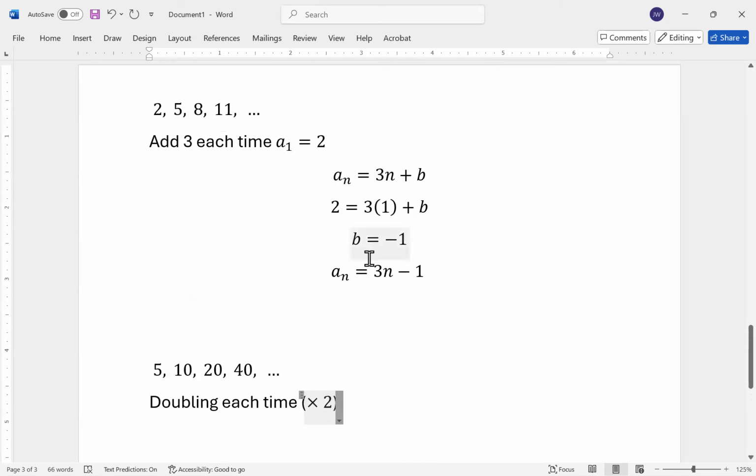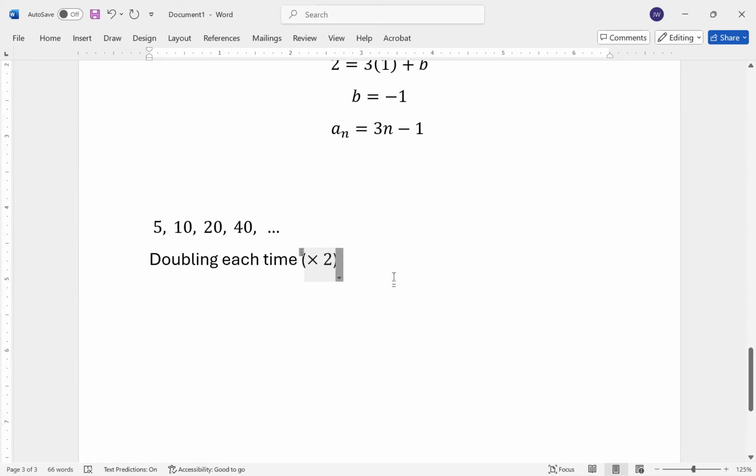And also, I can see that my first term is 5. So the first term is 5, and we're doubling by 2 each time.